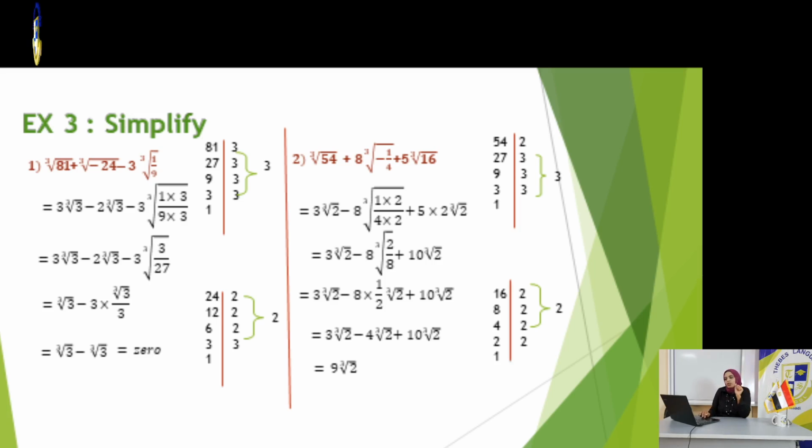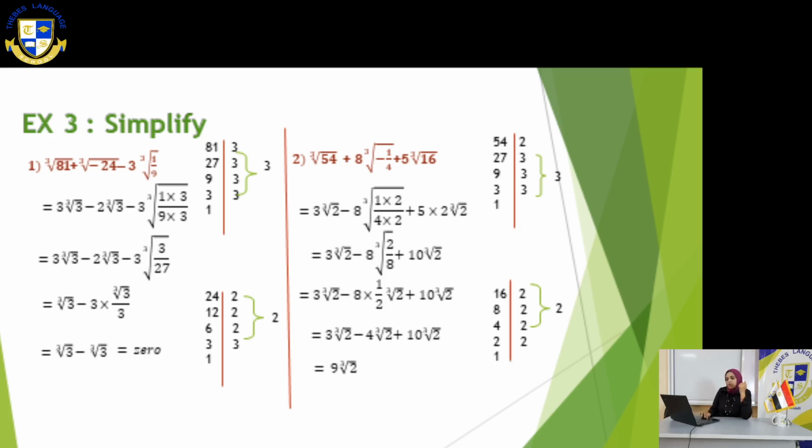54 divided by the prime numbers 2, 3, 5, 7 and so on. 54 divided by 2 equals 27, divided by 3 equals 9, divided by 3 equals 3, divided by 3 equals 1. So the factorization of 54 will be 2 times 3 times 3 times 3. From the repeated number 3, we will take 1 only. So it will be 3 and the cubic root of 2.